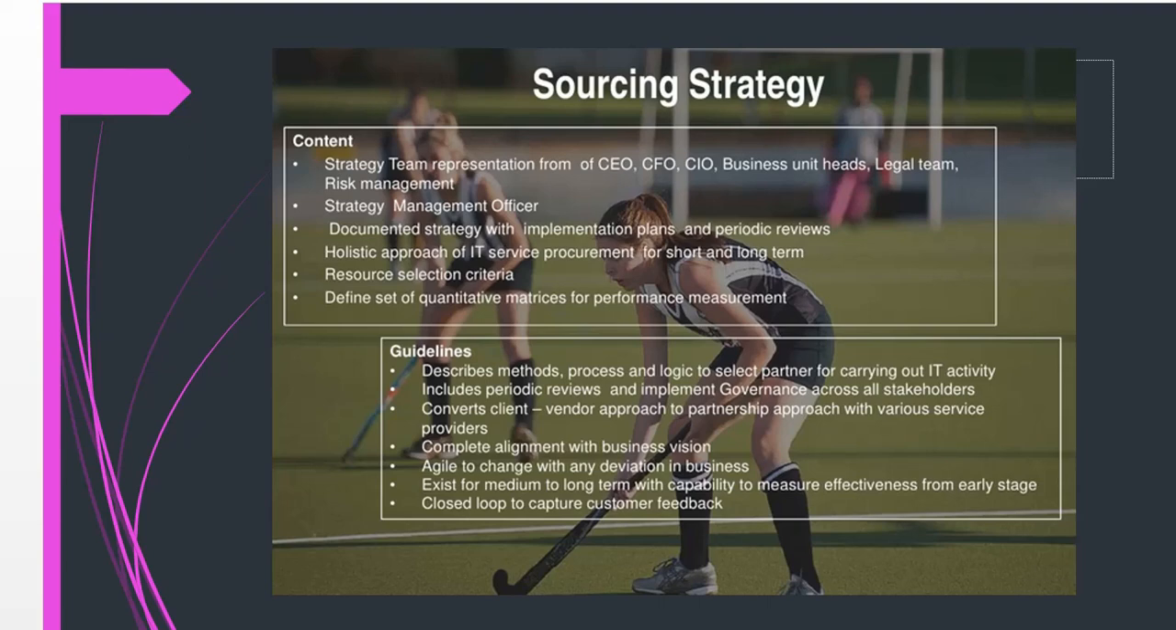You need to have reviews. You need to make sure that whatever strategy you choose is completely aligned to what the business wants to achieve. And you need to be agile enough to be able to change in the event that the business decides to go in a different direction at any time. So you should still be able to also change your sourcing strategy, which means at times you may not have to have a long-term contract with your service providers, but shorter-term contracts so that in the event of any change, you can quickly pivot and do something else.